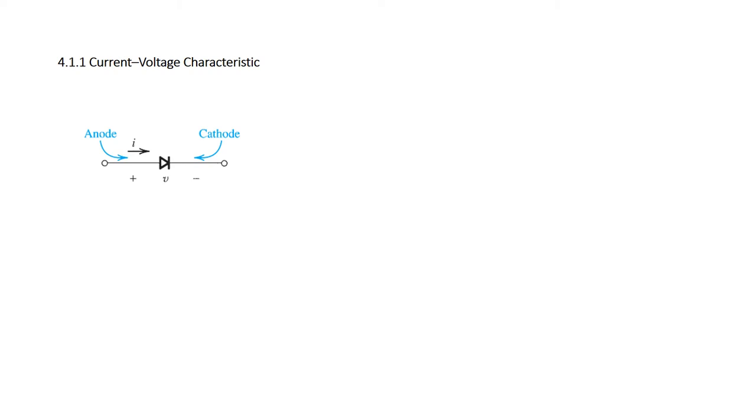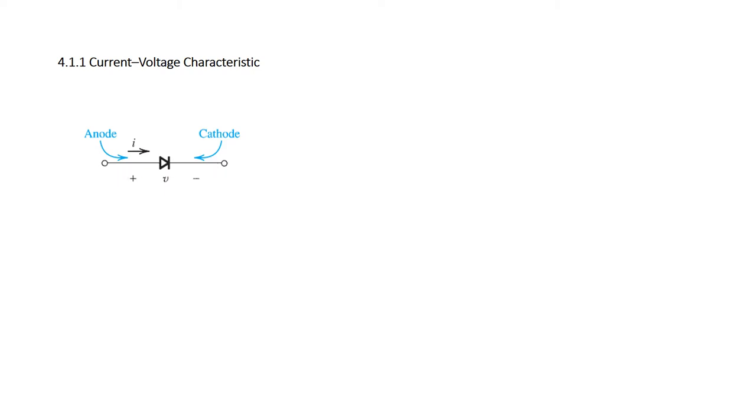Now, let's see first of all a normal circuit diode forward biased. That means current is flowing from this end to this end. This bar represents a negative sign, so this is the cathode, and the other end, the triangle or the diamond, is the anode side.